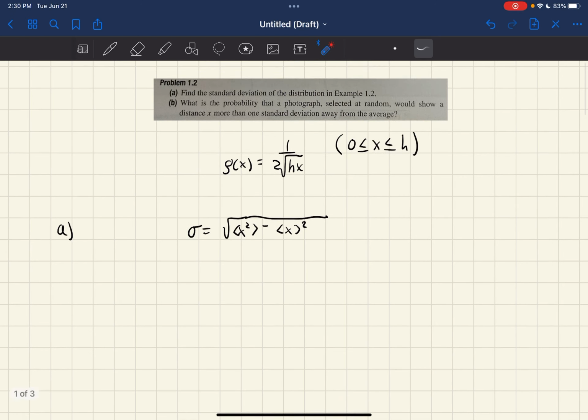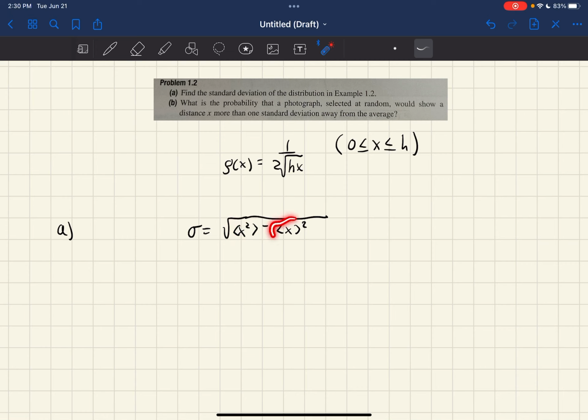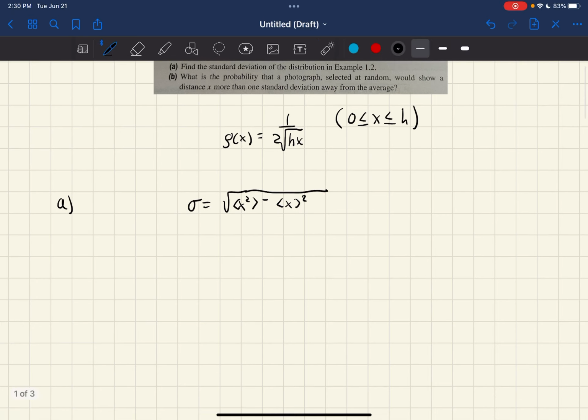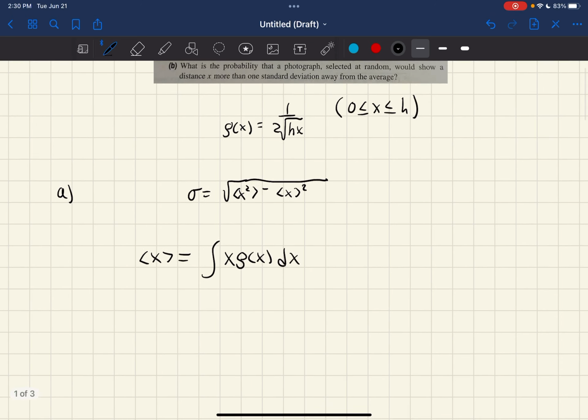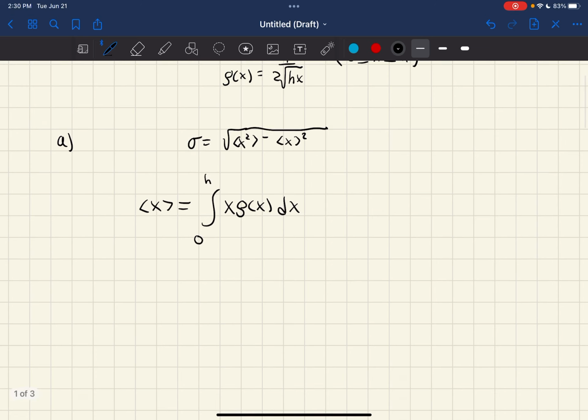So to find the standard deviation, we use this equation. And first, we're going to need to find the expectation value of x squared and the expectation value of x, quantity squared. So first, let's find the expectation value of x. This is given by the integral of x rho x dx. And outside of this range right here, rho of x is 0, so this integral goes from 0 to h.